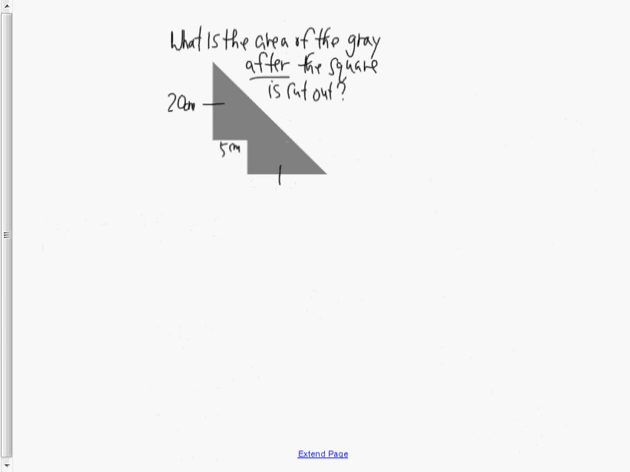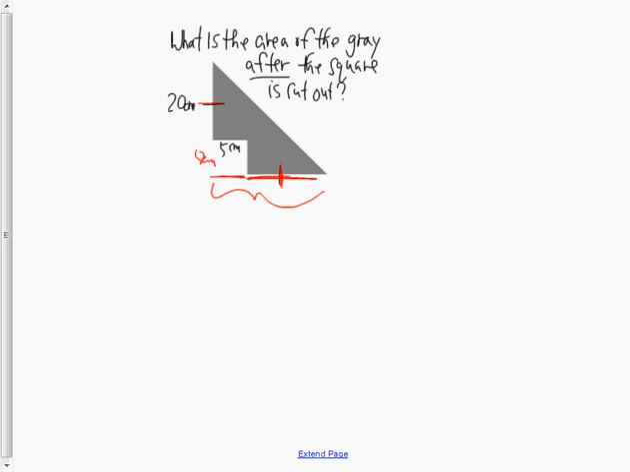Your next question gives you this triangle. It says, what is the area of the gray after the square is cut out? So these 2 little ticks here mean they're the same length. So if I look at this, before that was cut out, this whole side length, since this is a square, it's 5 centimeters. This is 5 centimeters here.